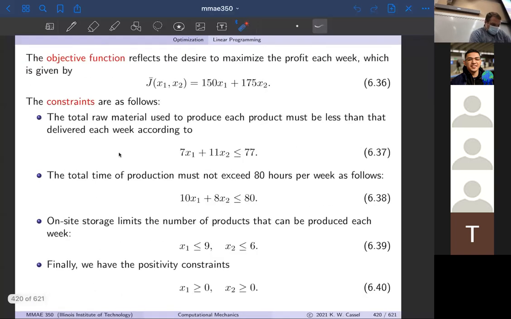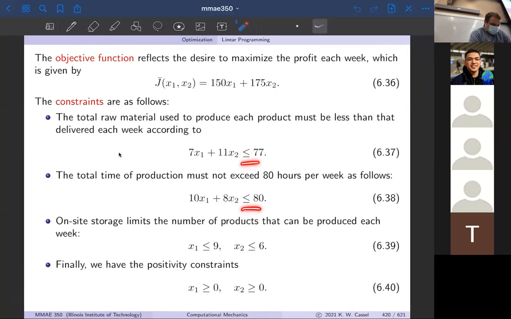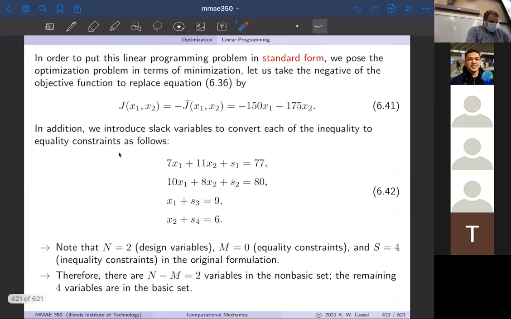And they are less than or equal to, less than or equal to, less than or equal to, less than or equal to. So I don't have to do anything with that. The next thing I need to do is change all of my inequality constraints into equality constraints. And I do that using slack variables. So we had that 7x1 plus 11x2 is less than or equal to 77. We can make that an equality constraint by including our first slack variable S1.